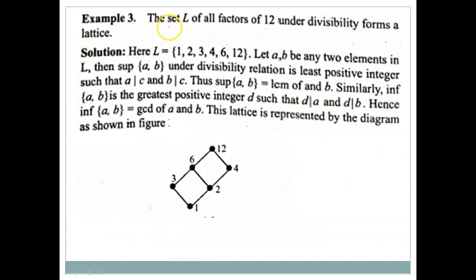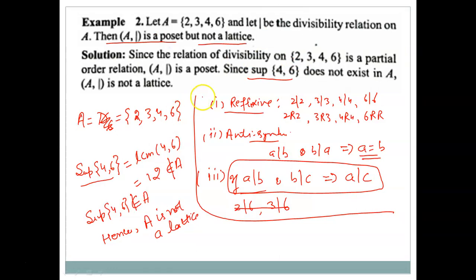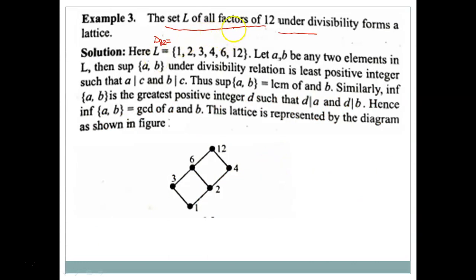Example 3: let L be the set of all factors of 12. Another notation for this set is D12, the set of all factors, or all divisors, of 12. The process of proving the partial order relation is the same as here, because this is also a partially ordered set with respect to the divisibility relation. If A and B are two elements in L, then the supremum of A and B under the divisibility relation is the least positive integer C such that A divides C and B divides C.